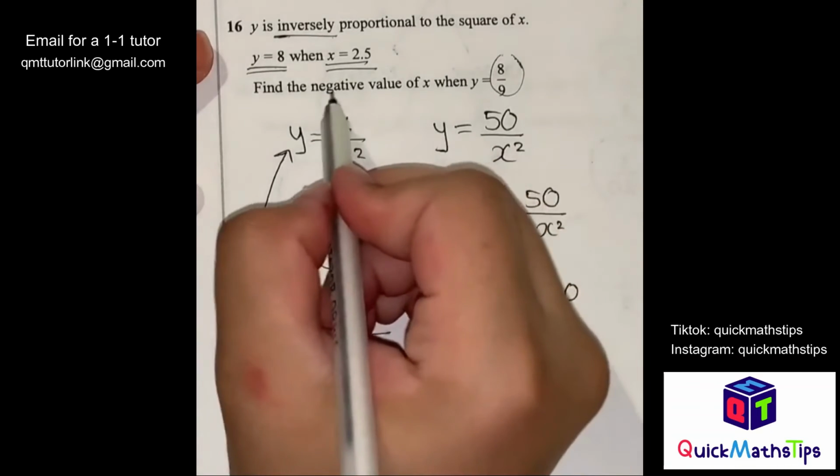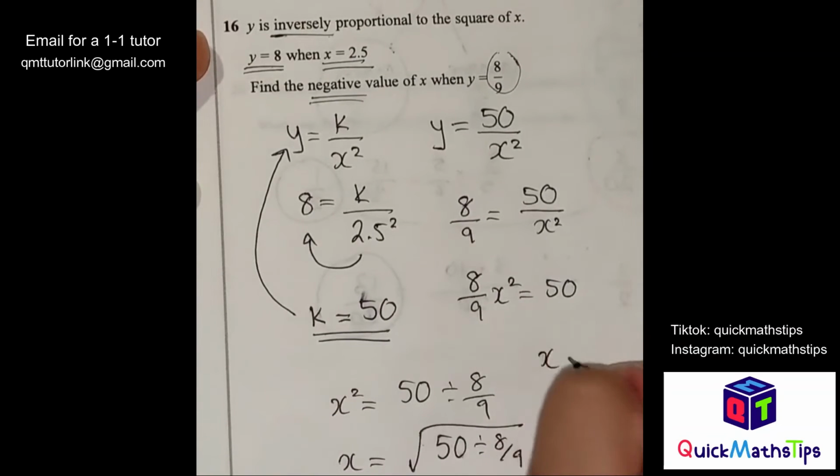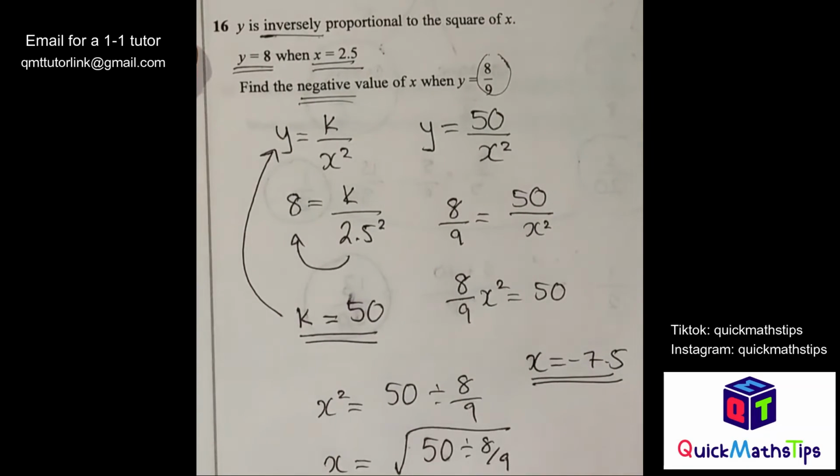But the question says find the negative value. So if 7.5 times 7.5 gives you a square number, then minus 7.5 times minus 7.5 also gives you an answer. So your answer is going to be minus 7.5. That is your negative value. Okay, make sure you write minus in your final answer because it says find the negative answer.